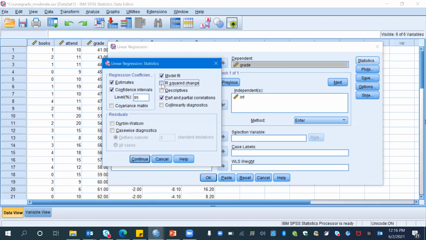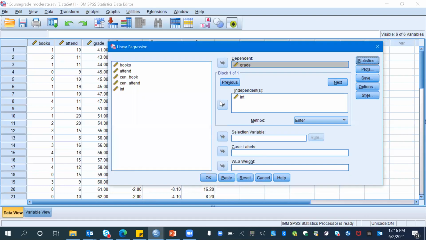I'm not going to select it. No, I'll select it. I'll talk about what it means. Again, though, you probably won't find it as useful. The big thing that's important, though, is the part and partial correlations, just so you can get your R-square. And that's all we need to do.